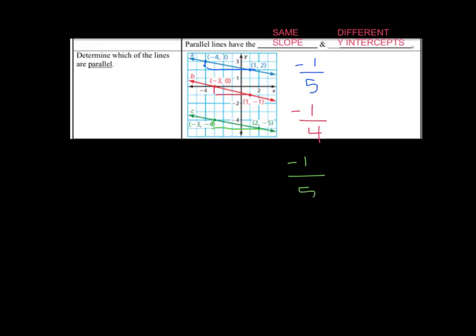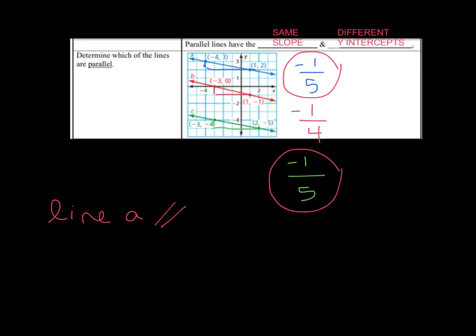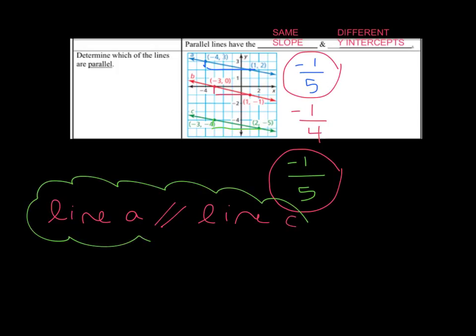So we have -1/5. So what you should notice is that line A has a -1/5 slope and line C has a -1/5 slope. So we would write that. We would say line A is parallel to line C. If they asked you for the proof, you could just show where you calculated the slopes. Parallel lines have the same slope, and notice they have different y-intercepts. These cross the y-axis at different points.